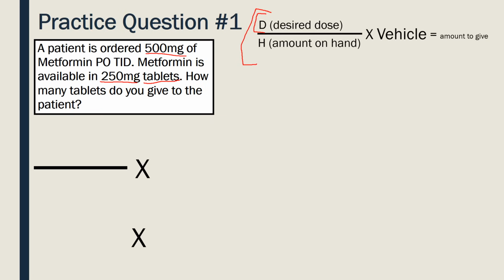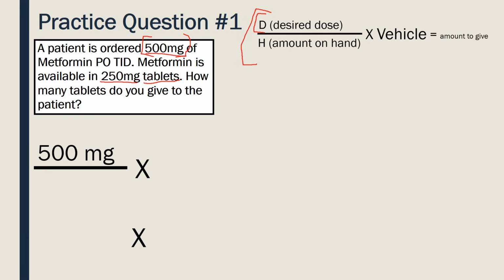It's desired dose. So what's our desired dose? Let's take a look at the question. A patient is ordered 500 milligrams of metformin. That's what the desired dose is. So we're going to put that right up here.